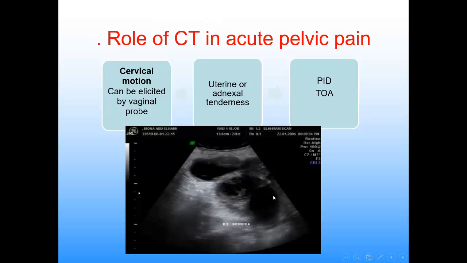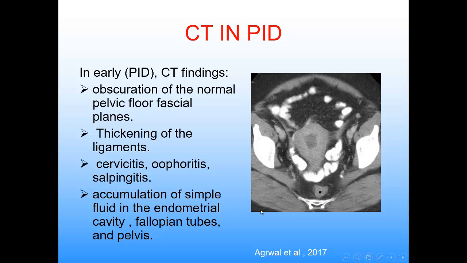The most common is PID or tubo-ovarian abscess. This is a case of PID. Here there is a tubo-ovarian complex in the adnexal region. CT in pelvic inflammatory disease is very important.